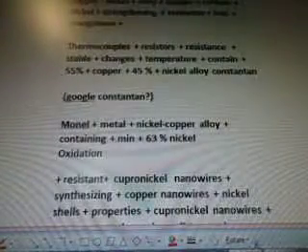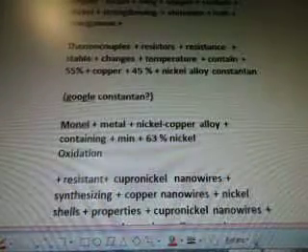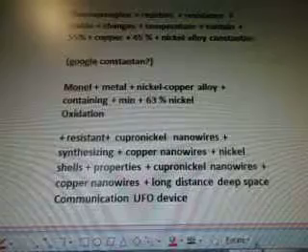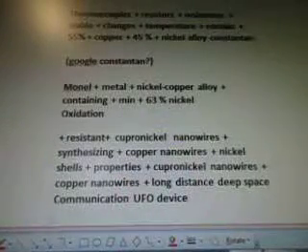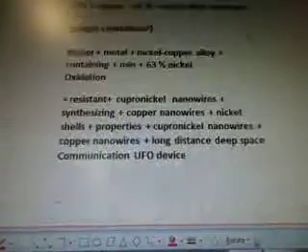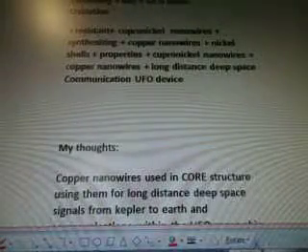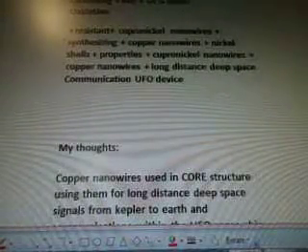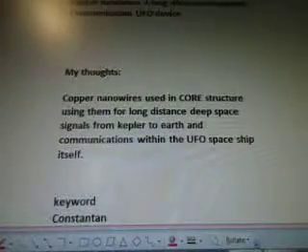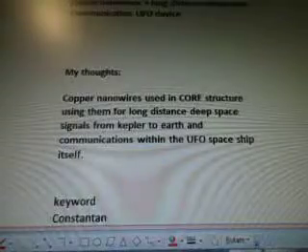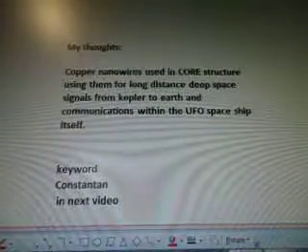I'm going to Google that word. Monel metal nickel copper alloy containing minimum 63% nickel oxidation resistant cupronickel nanowires synthesizing copper nanowires, nickel shells properties, cupronickel nanowires, copper nanowires, long distance deep space communication UFO device. My thoughts: copper nanowires used in core structure, using them for long distance deep space signals from Kepler to Earth in communications with the UFO spaceship.